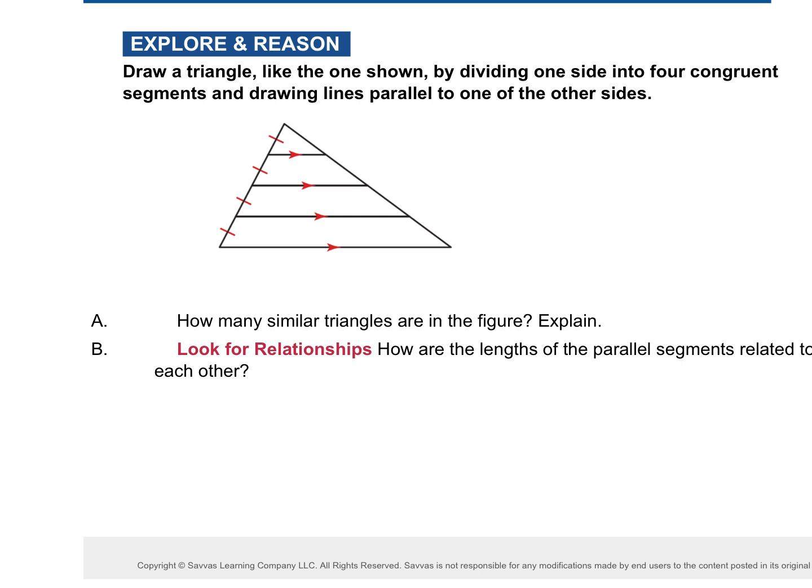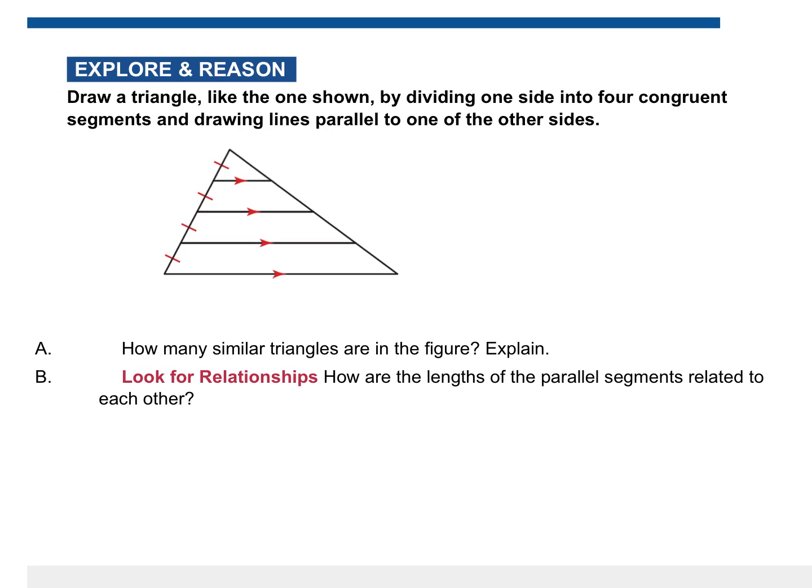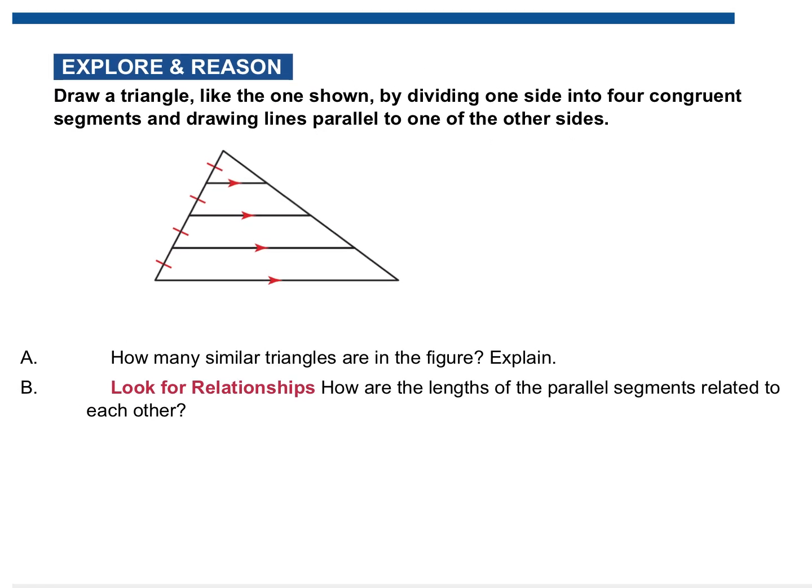Okay, so looking at this picture, how many similar triangles do you see? How many, where'd you get that? It is 4, you're correct. You just counted them, right? Yeah. So here's 1, 2, 3, 4. How do we know they are similar to each other?